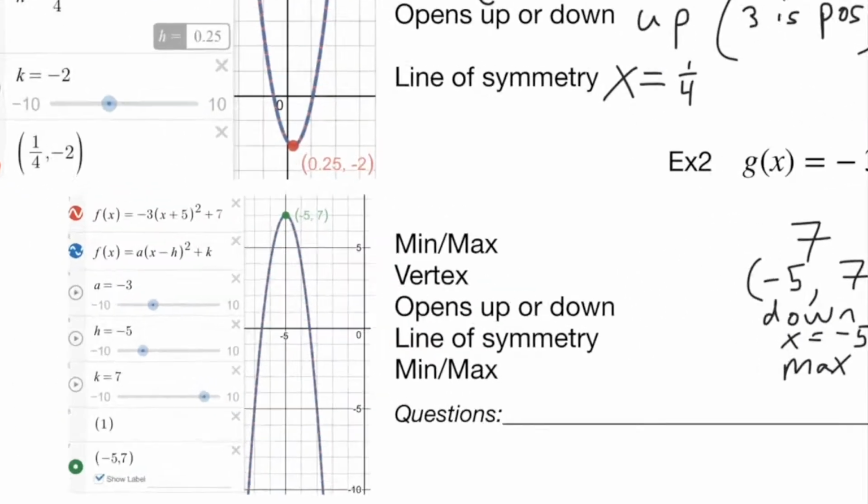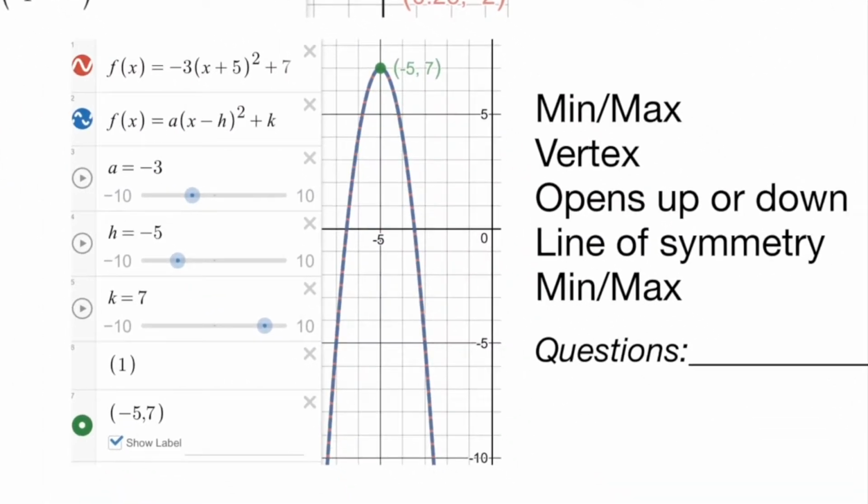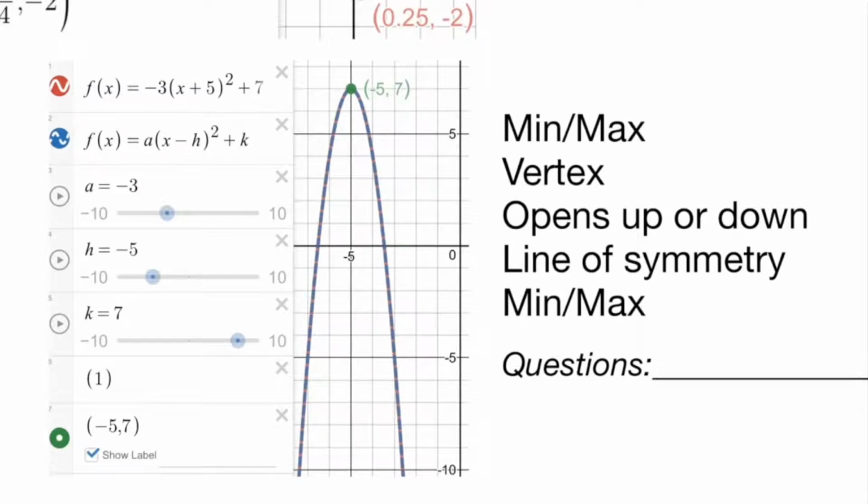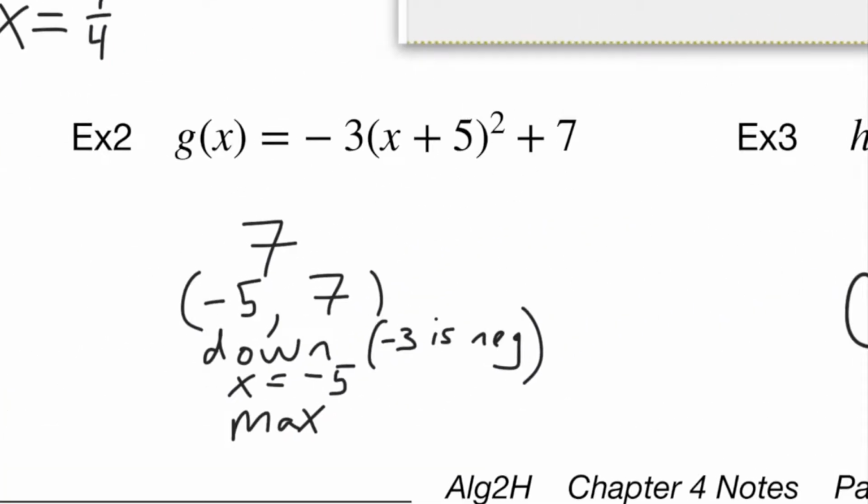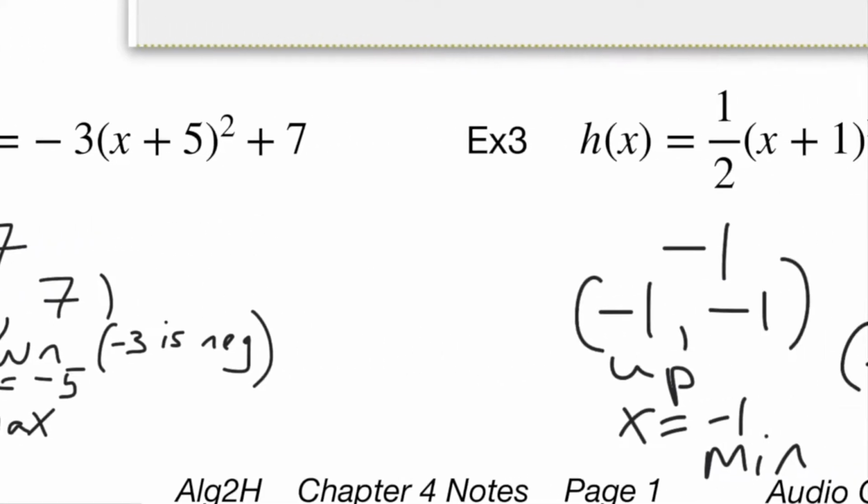Let's check it out. Oh yeah, there it is. All the stuff we said is true. The vertex is at negative 5 comma 7. I got all that by reading off of the understanding transformations and reading the values here. h is negative 5, k is positive 7, a is negative 3. If you know those things, then you know everything you need to know about a parabola.